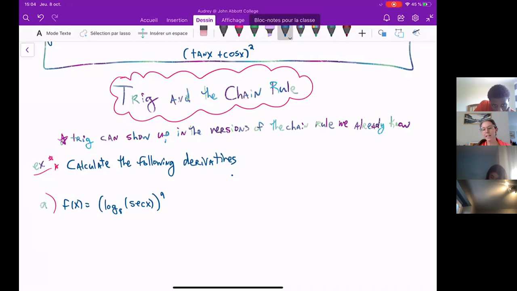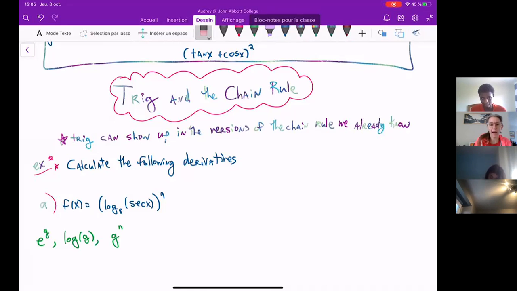So the first thing is to identify which version of the chain rule we're using. I'm just going to remind us of the three different things that we've seen. We saw when we have e to a function, when we have log of a function, and when we have a function to a power. So which one of these three things is going on here? Which of these is the first rule that I'm going to need to use to evaluate this? 1, 2, or 3?